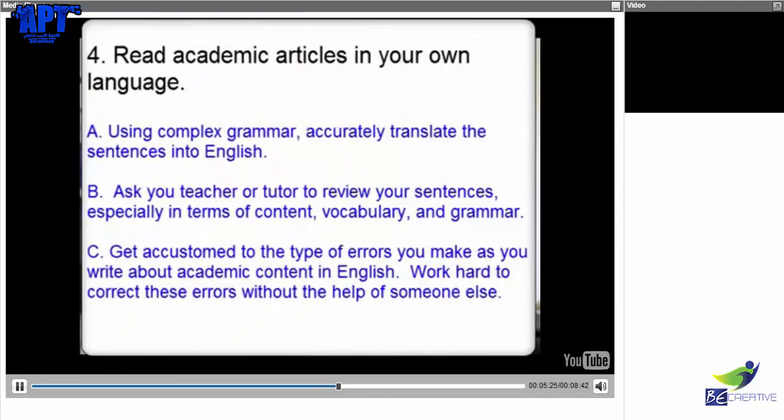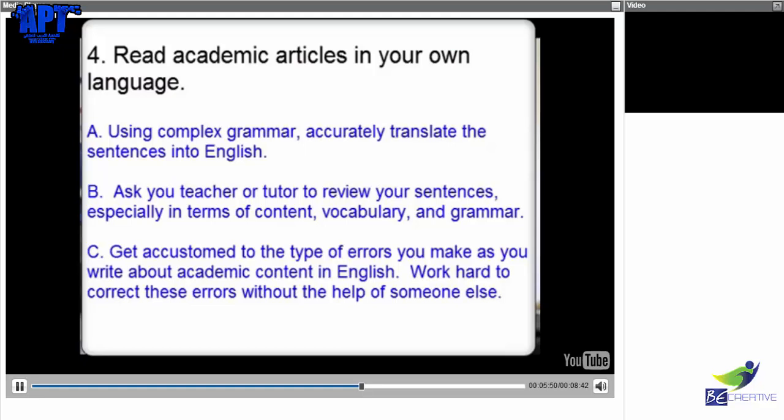Tip number 4. Read short but interesting academic articles in English. You might find them in magazines, maybe websites. Now, believe it or not, you can do this in your own language. Now, here's the hard part. Take the sentences that are written in your own language and translate them into more complex, accurate sentences in English.